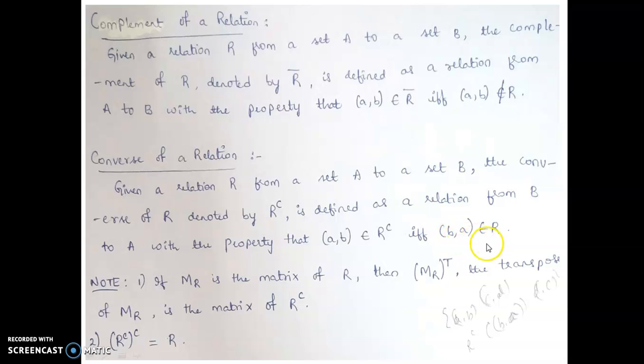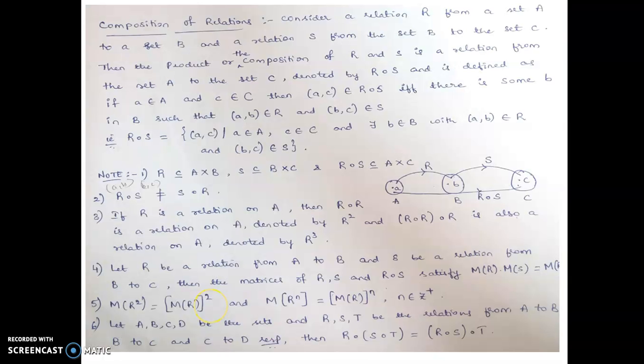If (b, a) belongs to R, and if MR is the matrix of R, then MR raised to T, the transpose of MR, is the matrix of the converse of the relation. The converse of a relation is always denoted with R raised to C. And we have one property, that is (R raised to C) whole raised to C is equal to R. This is a point to be noted for the converse of a relation, and we'll get to know more when we solve some examples.